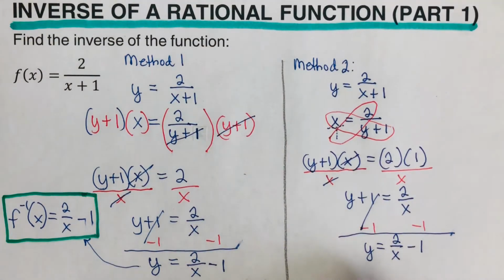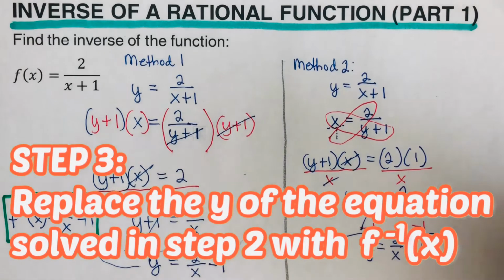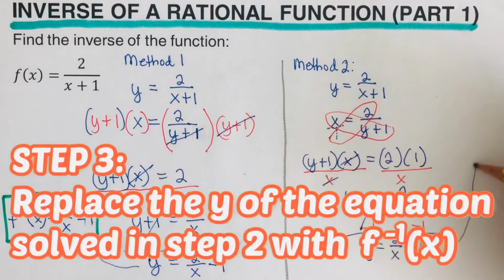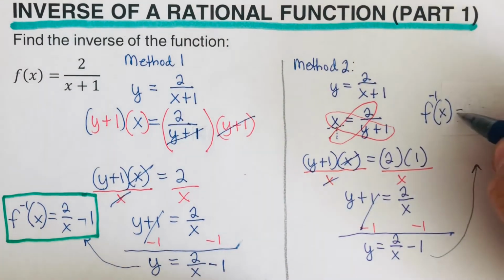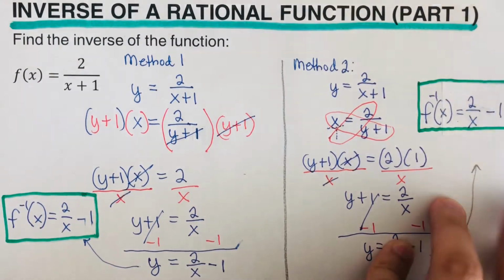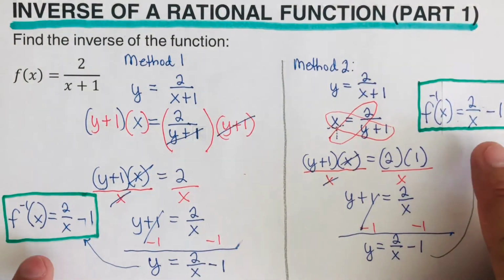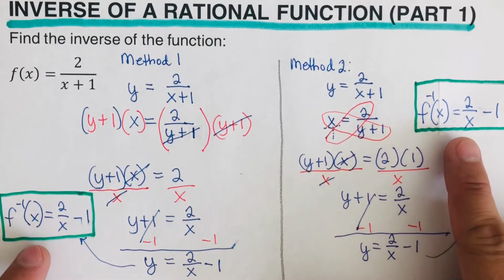So we have isolated y by itself here, so then we can go ahead and move on to the third step, which is to replace y of the equation solved in step 2 with f negative 1 of x. So I can go ahead and rewrite this as, so the answers for both methods are just the same. So both of them will have the same answer.